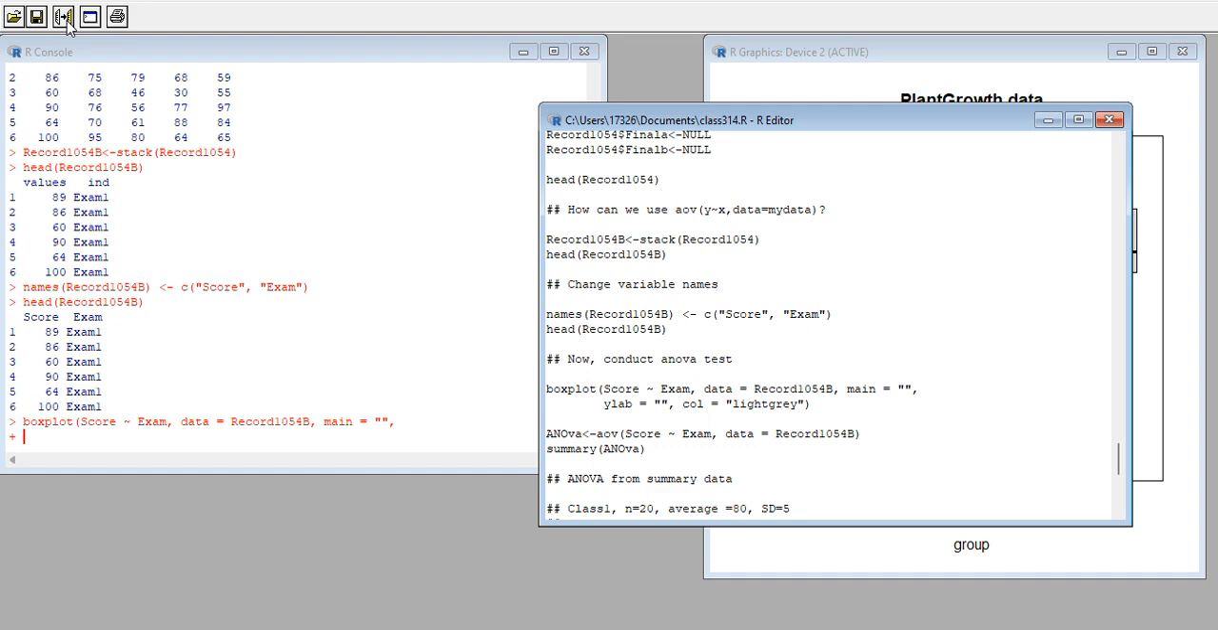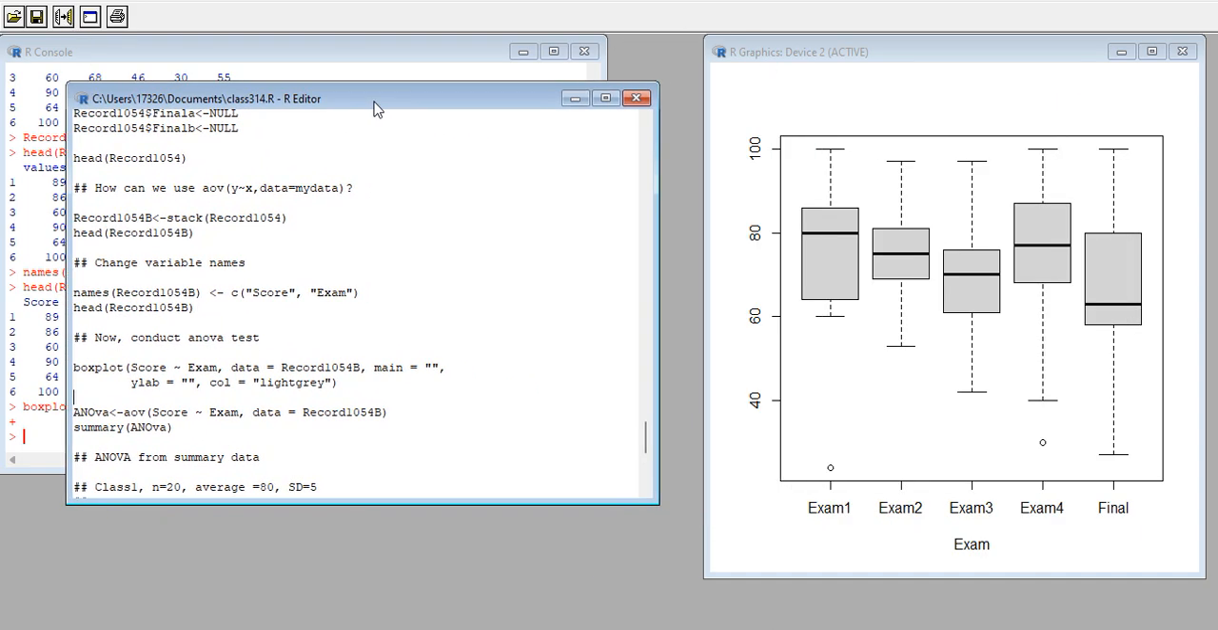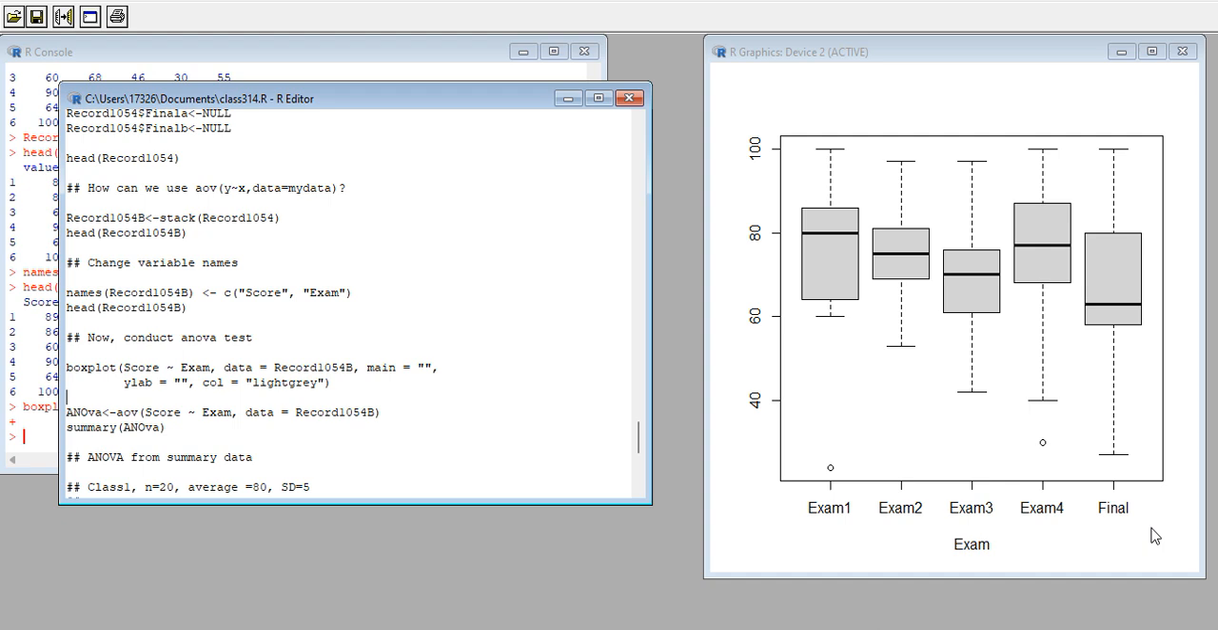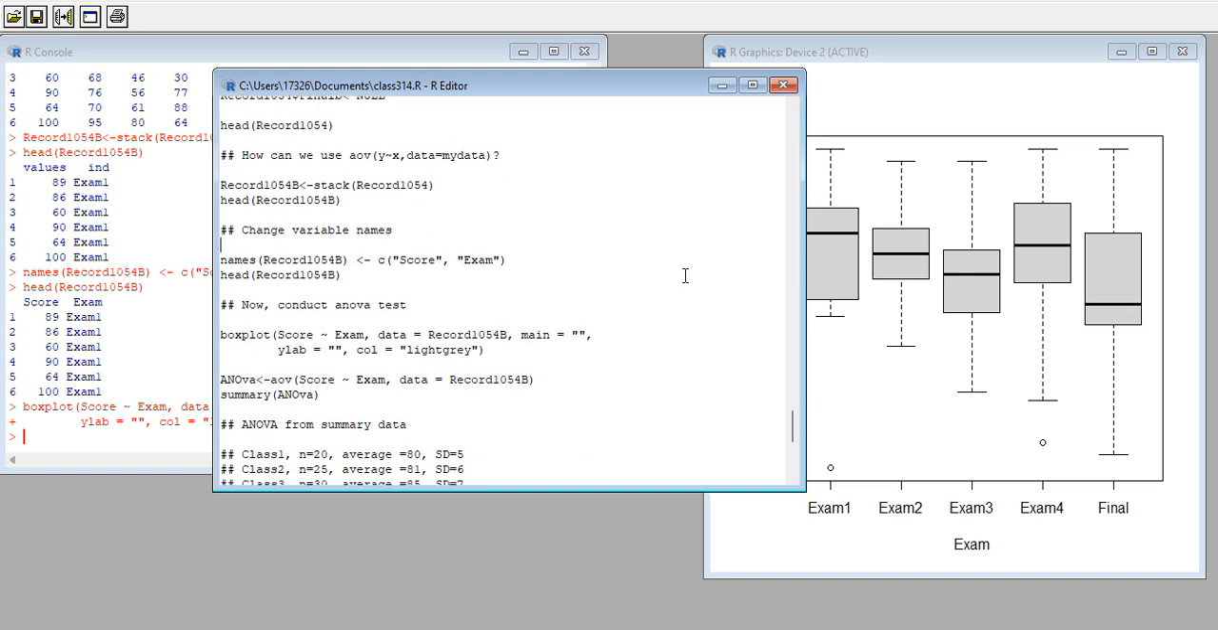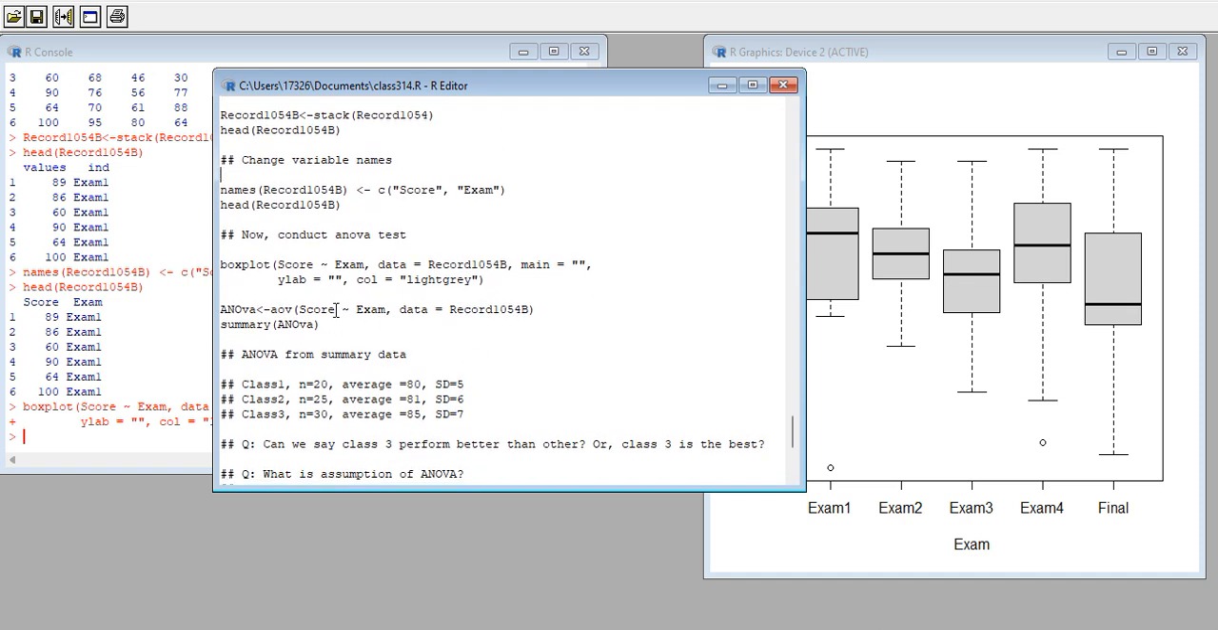So we have 5 exams. We want to check whether they have a difference, whether the difficulty levels are the same or not the same. Okay, so just check this. Do the 5 exams have a different difficulty level, or it seems the final score is below the others. So whether they have a difference. Okay, so we can use ANOVA.